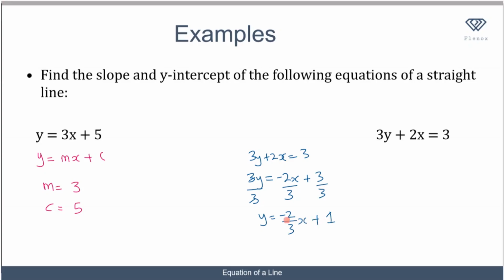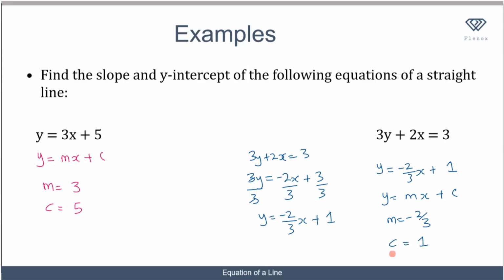I have y equals minus 2 over 3 x plus 3 divided by 3, which is 1. So now I can compare this to the general form of the equation. I have y equals minus 2 over 3 x plus 1, and I can compare that to y equals mx plus c. Now that y is the subject of the formula in both equations, I can read out my values of m and c. Here the coefficient of x is m, so the m value is minus 2 over 3, and the value of c, which is my y-intercept, is 1.